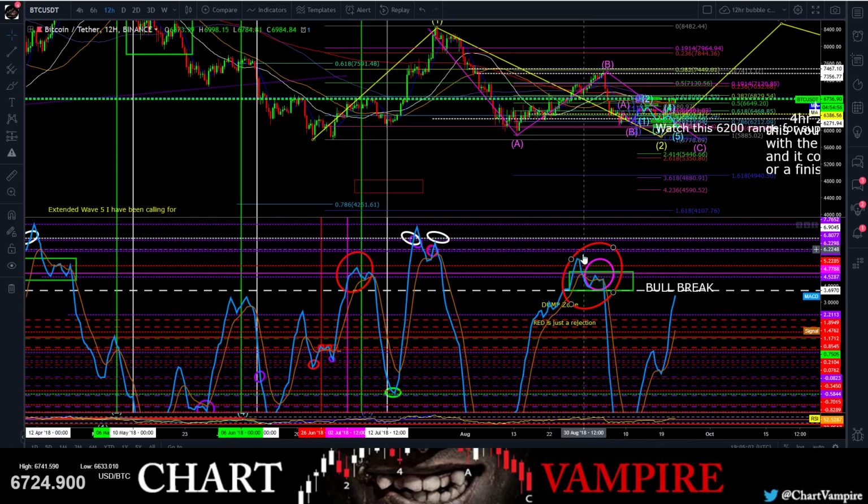I'm playing a zone, and look, now here I've got this broke the line. This was a bullish move, right? This was a very bullish move. Broke the line there. Look, it broke the line right there. This is a bullish move.